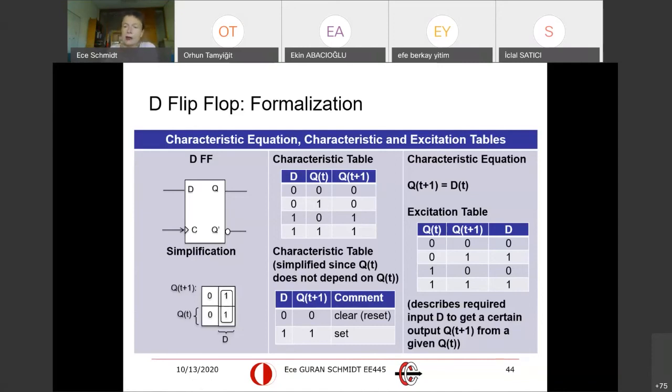And the idea was, what should I provide to the input of the flip-flop such that from a certain given present state, I travel to the desired next state. That was the idea of the excitation table. So that is what you have for the D flip-flop. I simply basically give whatever I want to see as the next state as the input.